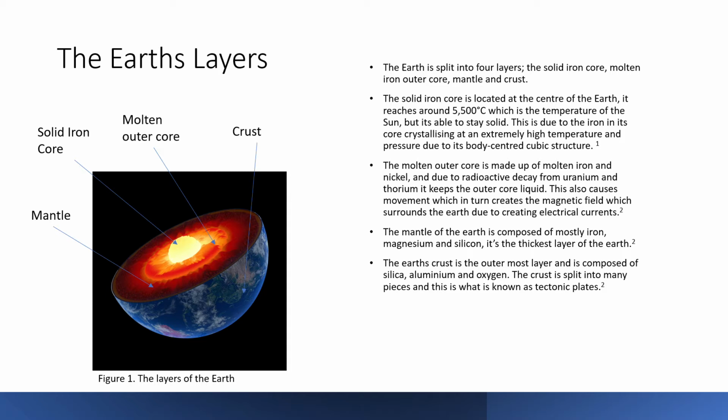However, at high temperatures, the BCC loses this plane structure and releases large amounts of entropy, which in turn makes it solid. The molten outer core is made up of iron and nickel, and due to radioactive decay from uranium and thorium, it keeps it molten. This also causes movement, which creates an electrical current, which in turn makes a magnetic field around the Earth. The mantle, being the thickest part of the Earth, is made up of mostly iron, magnesium, and silicon. The Earth's crust, which is composed of silica, aluminum, and oxygen, is made up of many pieces of land which we know as tectonic plates.